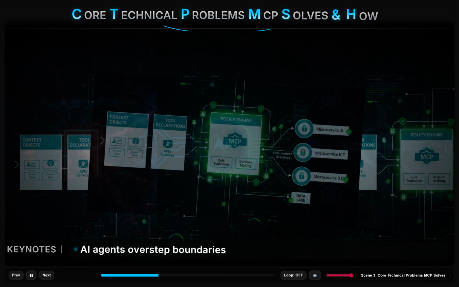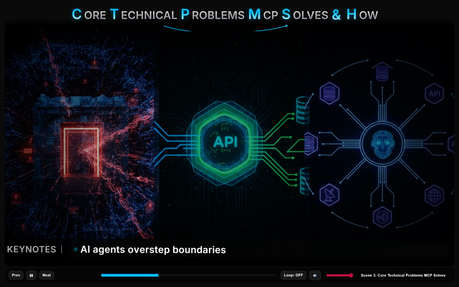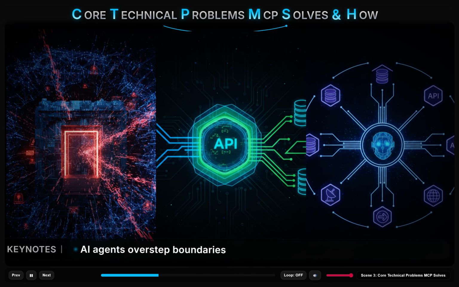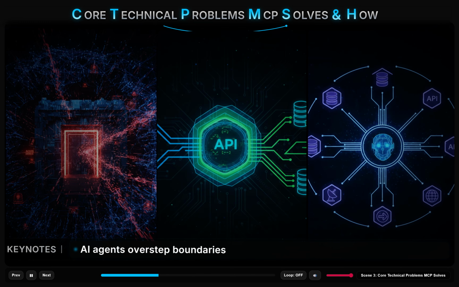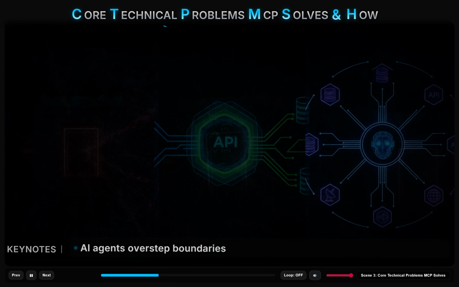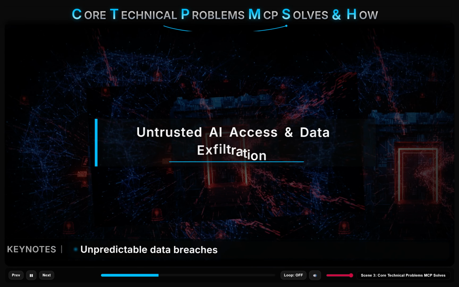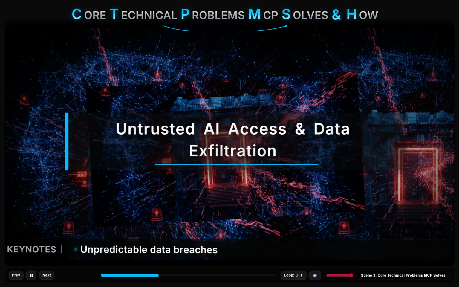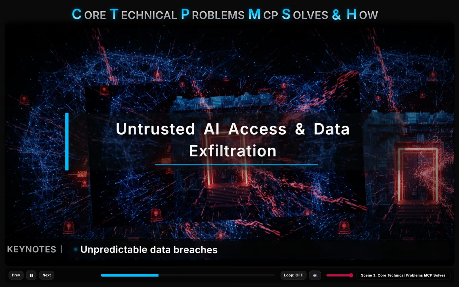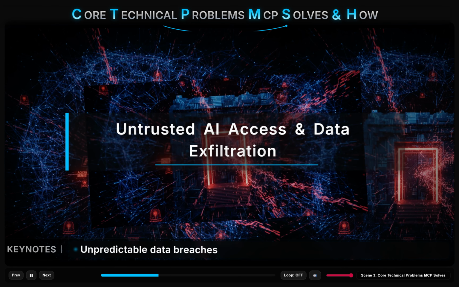In the previous scene, we pulled back the curtain on why model context protocols, or MCPs, are technically non-negotiable. Now, let's roll up our sleeves and confront the gnarly technical problems MCPs are specifically engineered to solve, the kind of issues that fundamentally threaten the integrity and security of your AI-driven applications. The most immediate, and perhaps terrifying, is the challenge of untrusted AI access and data exfiltration.